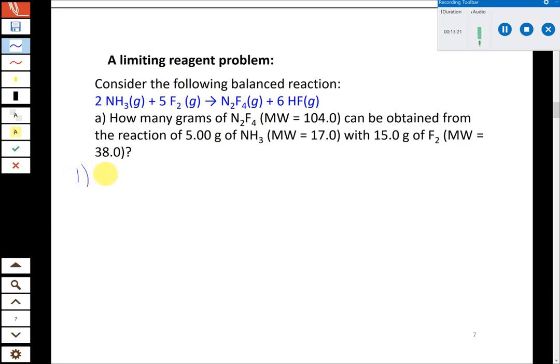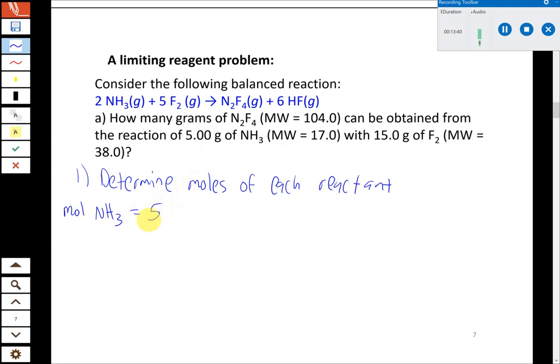And again, the way that I like to do this is we'll first start out by determining the moles of each reactant. This is part of what we have to do anyway in the problem. So for NH3, it's just going to be a mass to mole calculation like we've been doing. We have 5.00 grams of NH3. And then we gave you the molar mass, which is 17 grams per mole. And so 1 mole of NH3 has a mass of 17.0 grams. So grams cancel out. That gives us moles of NH3, 0.294.